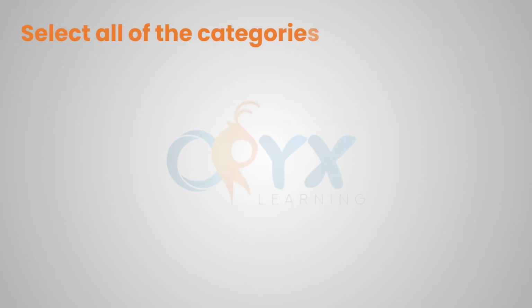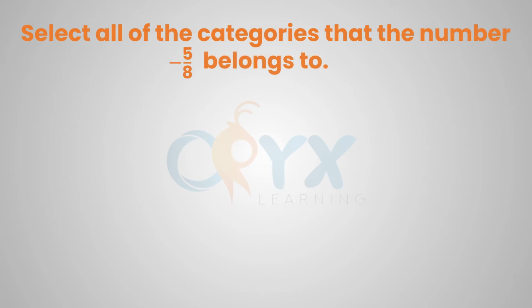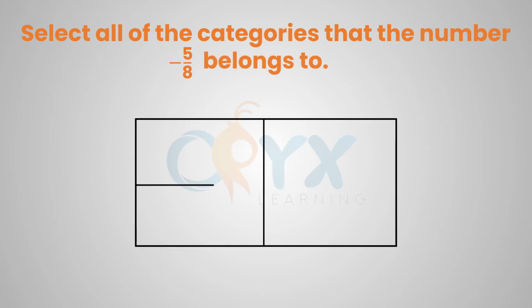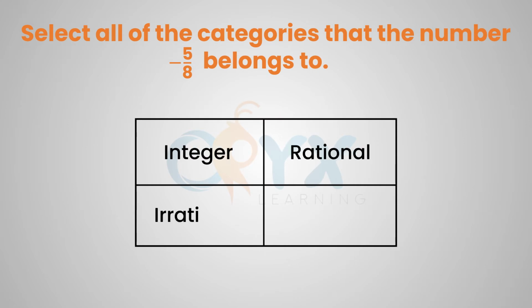Select all of the categories that the number -5/8 belongs to. So -5/8 is a fraction. A number that is a fraction is a rational number. It is not a whole number or its opposite, so it cannot be an integer or a natural number. And if it's rational, it cannot be irrational. Therefore, our only option in this case is a rational number.